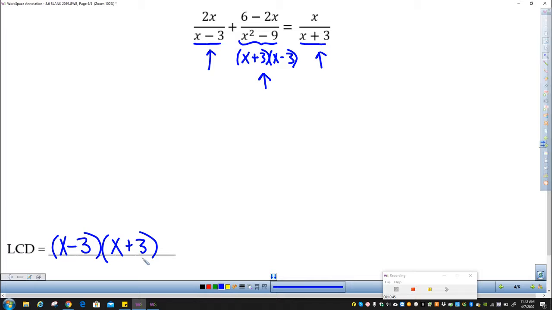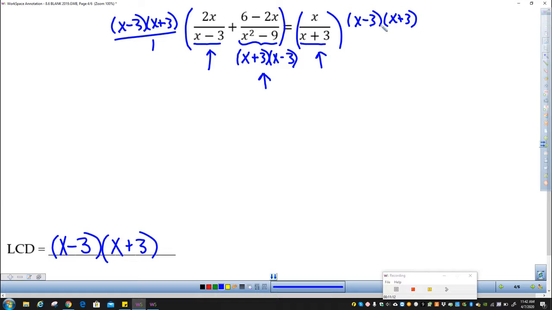So sometimes the LCD looks like this. It's just a quantity in parentheses multiplied by something else in parentheses, which is totally fine. When we multiply both sides by the LCD, initially that will look like this. And on the left side, because of the plus sign right here, we are going to distribute that to both parts. I am going to write out this whole thing, so I'm going to kind of start on the far left so I have some space.